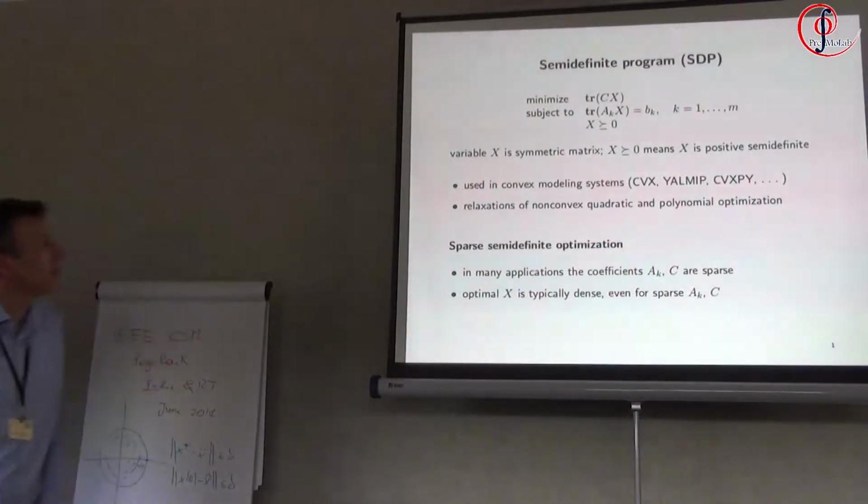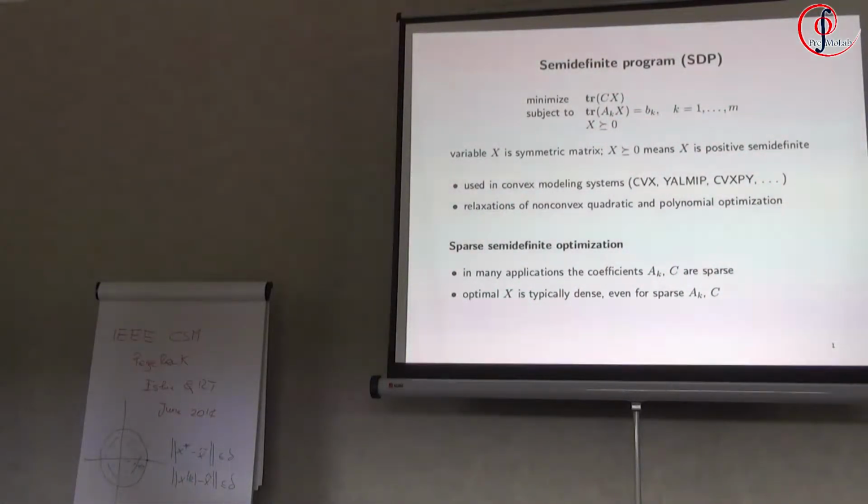In many of these applications, the coefficients A_i and C are very sparse. For example, in relaxations of combinatorial problems, sparsity often reflects some network structure in the underlying problem. If it's a graph partitioning problem, then the relaxation will have some sparsity that's related to the graph that we're partitioning. Many of the other types of applications also have a lot of sparsity in the coefficients A_i and C, but it is much more difficult to exploit sparsity in semi-definite programming than in linear programming.